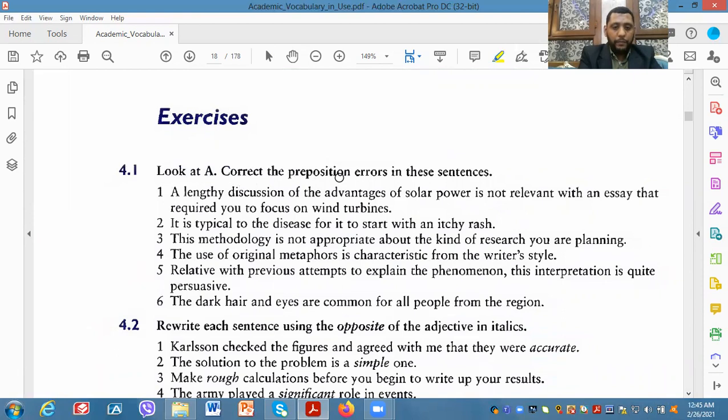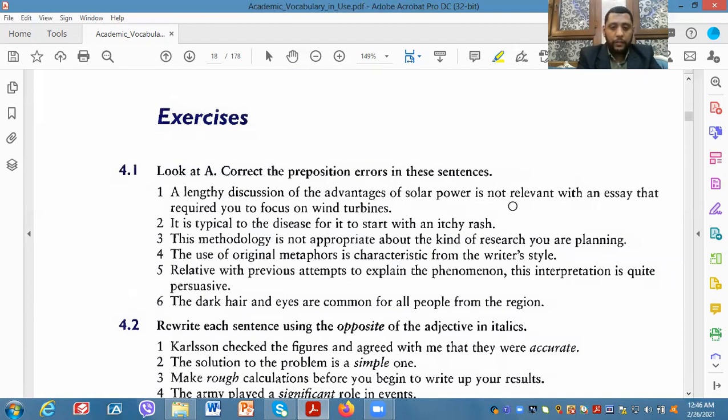4.1. Look at A. Correct the preposition errors in these sentences. So we've been given 6 sentences, and in each sentence, the preposition was not correct. So this is what should be corrected, the preposition. So let's start with the first sentence to search for the preposition that should be corrected, okay?